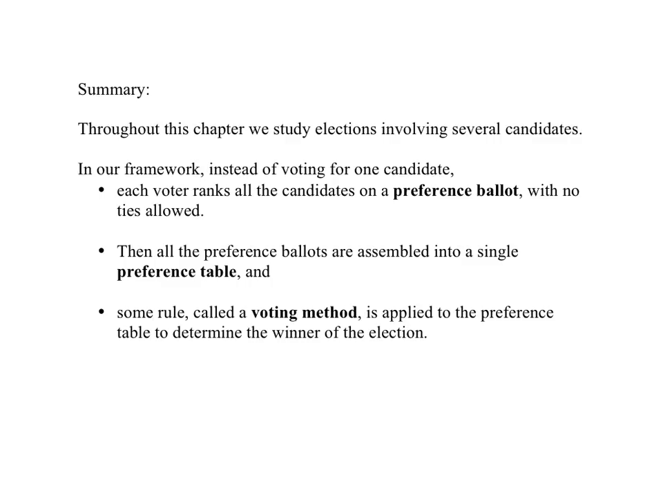So let's sum up. Throughout this chapter, we study elections involving several candidates. In this framework, instead of having each voter vote for one candidate, each voter will instead rank all the candidates on a preference ballot with no ties allowed. Okay? There are other ways of setting this up that do allow ties. The way we're going to discuss it, there are no ties allowed. Okay, then, all preference ballots are assembled into a single preference table. And finally, some rule previously agreed upon, some rule called a voting method, is applied to the preference table to determine the winner of the election.